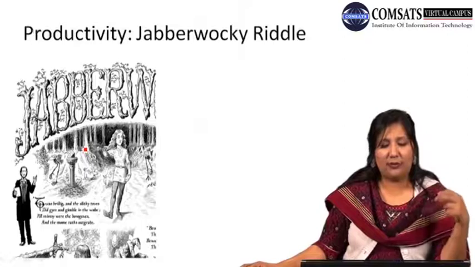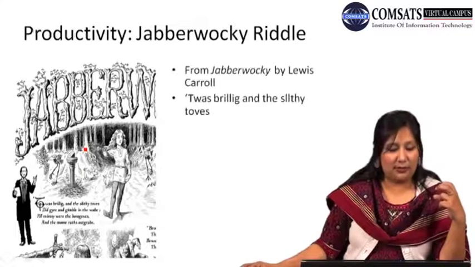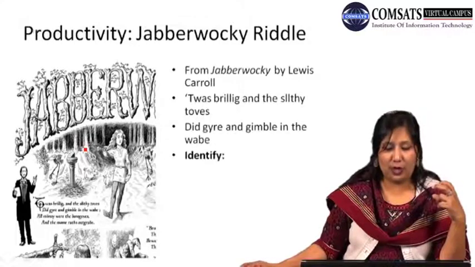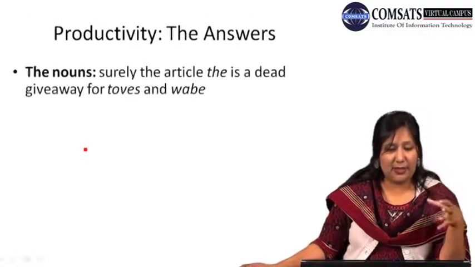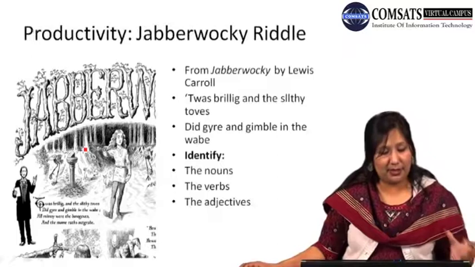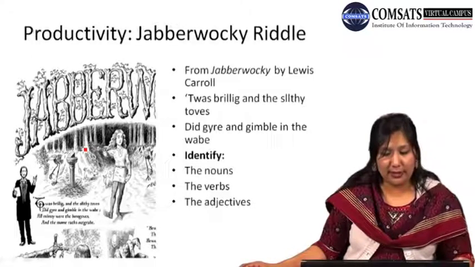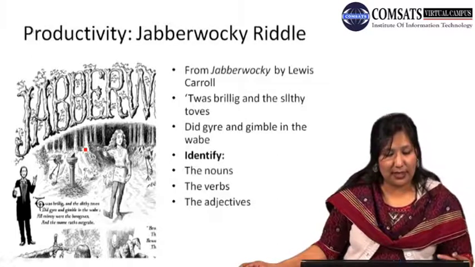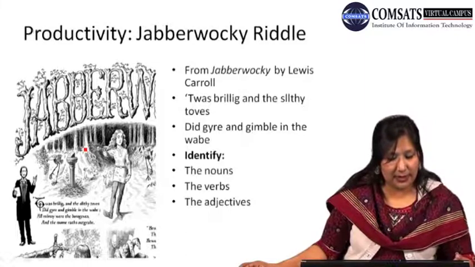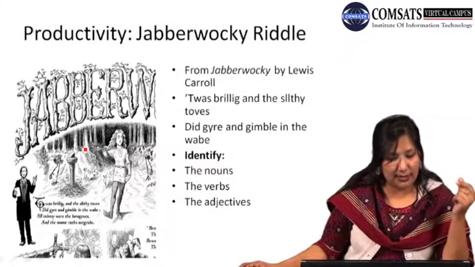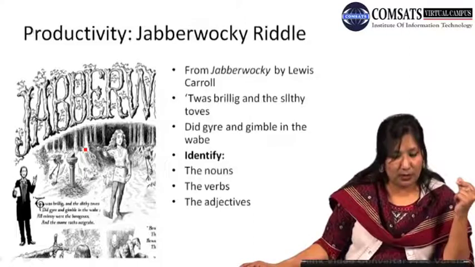I'm just leaving that out. Actually, I've got some exercises in it, so I'm just leaving that out. These are related to productivity. In this picture, for example, just try to look at this picture. Identify the nouns, whether there are any nouns, verbs and adjectives. Try to do it quickly. Is there any noun or verb and adjectives?